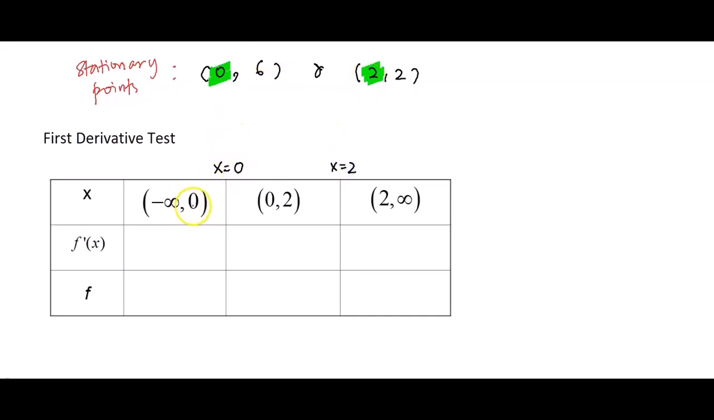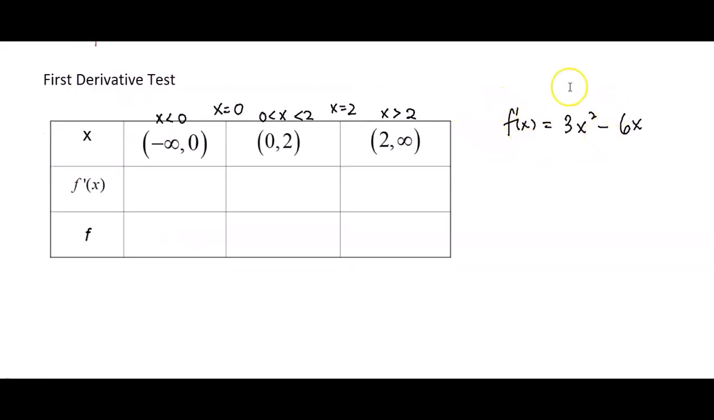For the left-hand side of 0, you have values less than 0. In between 0 and 2, you have x values between 0 and 2, and on the right side of 2 you have x values greater than 2. Now we need to substitute a value less than 0 into f prime x to test whether the sign is positive or negative.